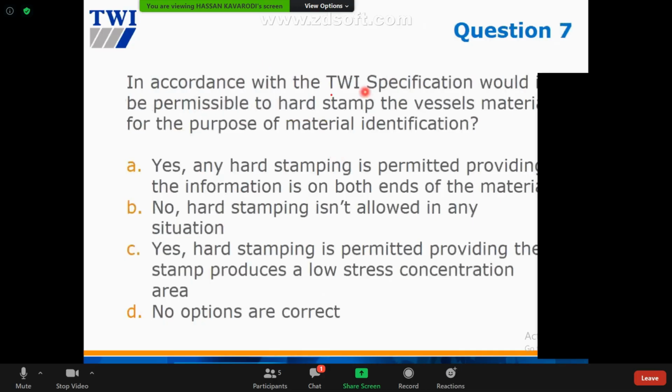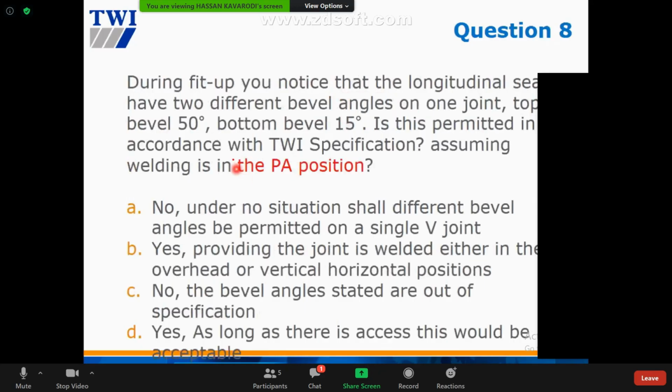7, again, this question refer to spec. 8, please put this one, PA position. Write down in your questions now. Additional. Assuming welding is in PA position, all right? If not, then difficult to discuss question and answer. Write down this PA position in your questions. All right, got it? And this is referred to spec, okay?